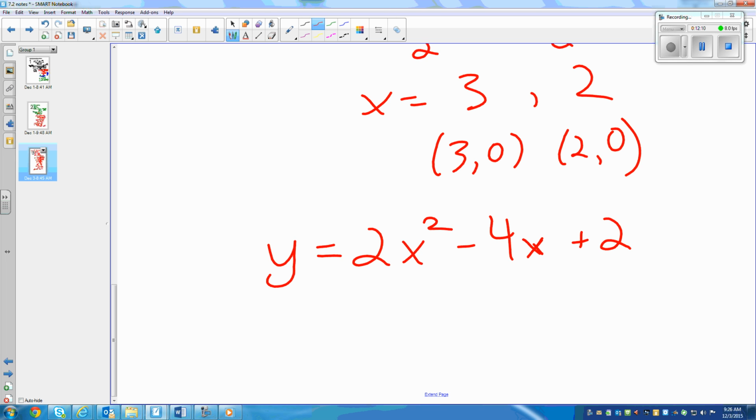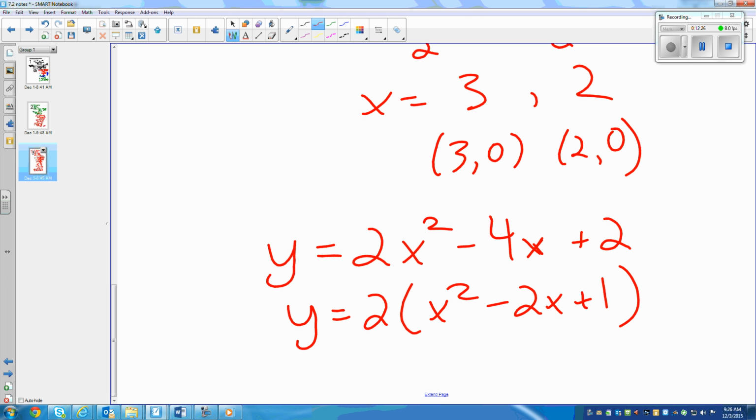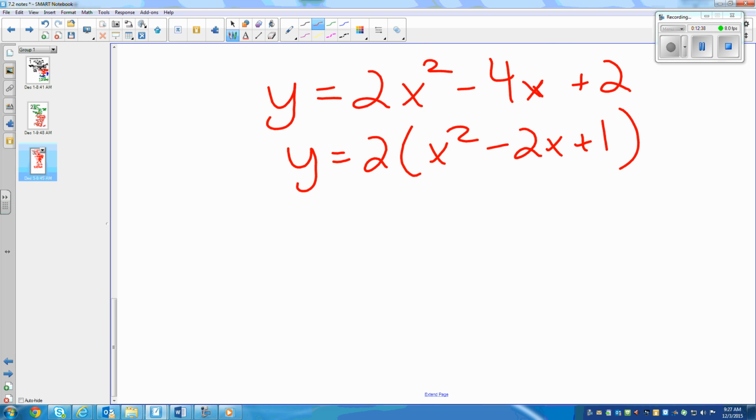Take out a common factor. What do you do with a common factor? You look for like terms. What's your like term all the way along? 2. So we'll get y is equal to 2 bracket x squared minus 2x plus 1. How can we continue to factor this? Well, we start looking at what times what will give us positive 1 and add to give us negative 2, right?